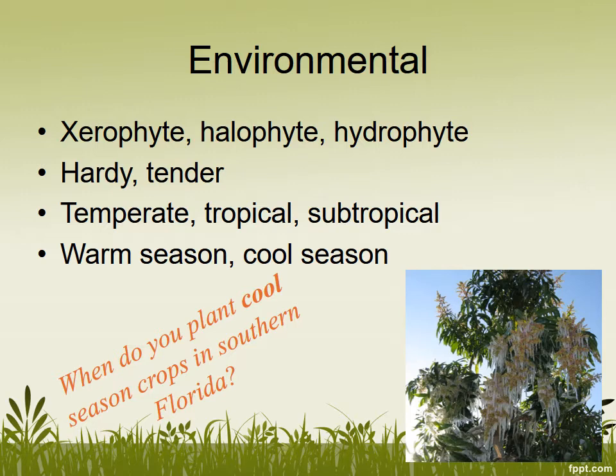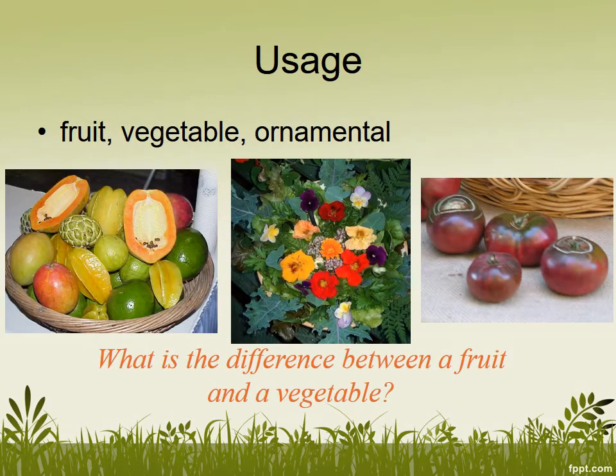They can be grouped by warm season, cool season. That's how we group a lot of our vegetables that we grow here and a lot of weeds. So once again, there are a lot of different ways that we can group plants. We can group plants by their usage, how we use them. We have fruits, we have vegetables, we have ornamental plants.